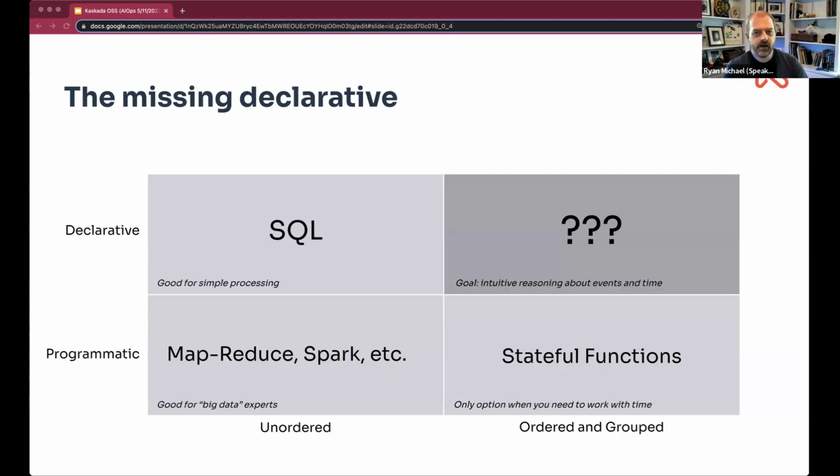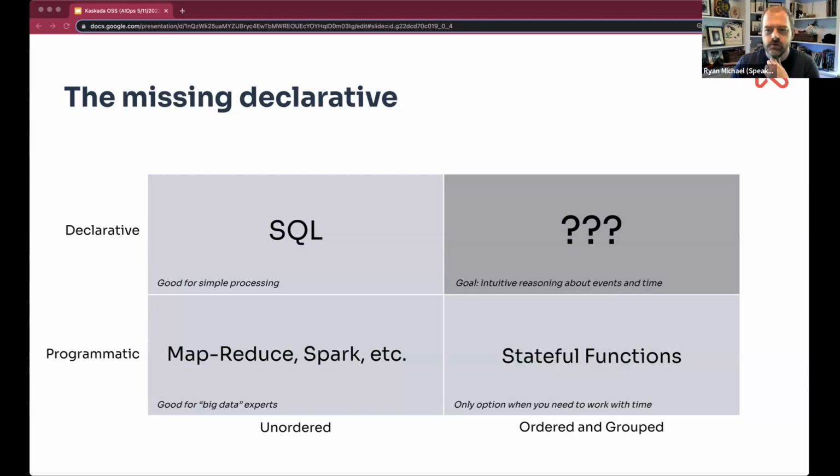And there exist higher level declarative languages for talking about these things like streaming SQL, but these are based on the wrong sort of mental model. They're based on tables that don't have order and things. What we really need is this top right box. We need something that lets you have a high level language for reasoning that's built on stream native abstractions. And so that's what I want to talk about today.